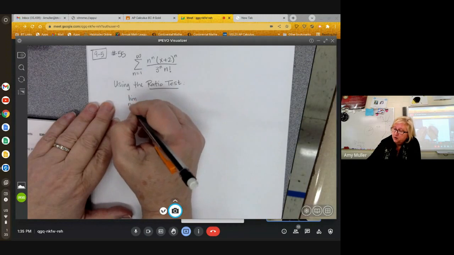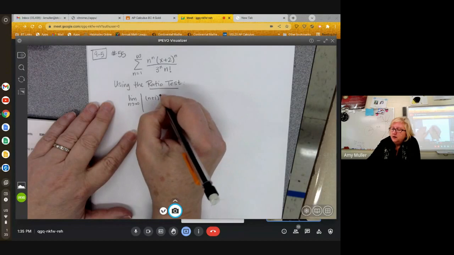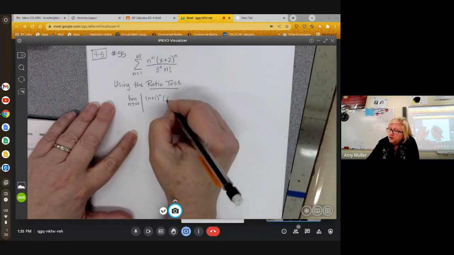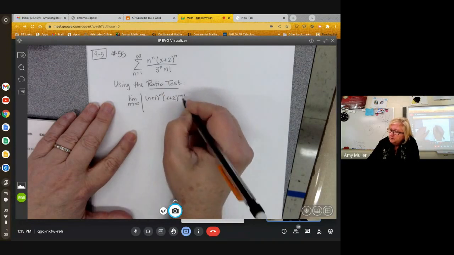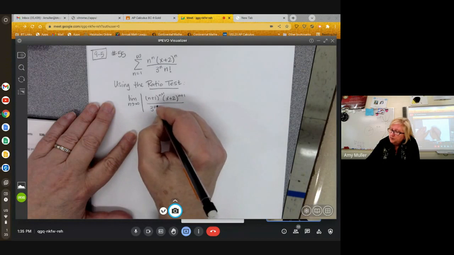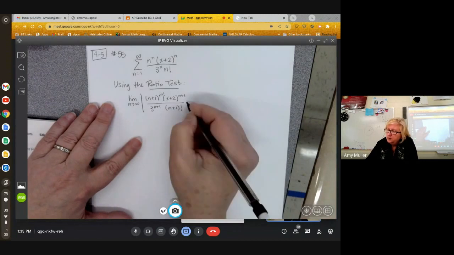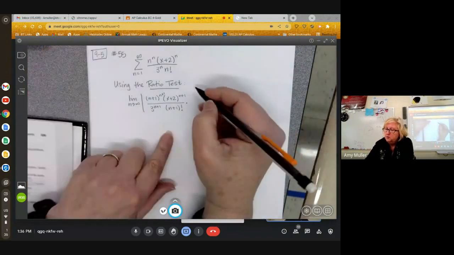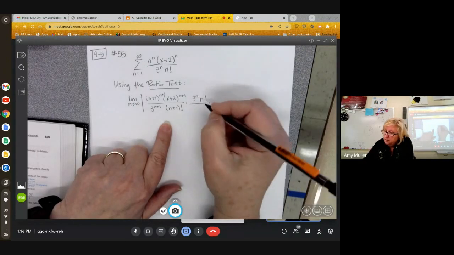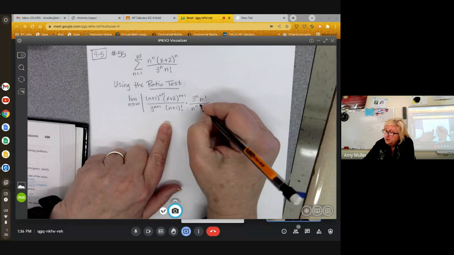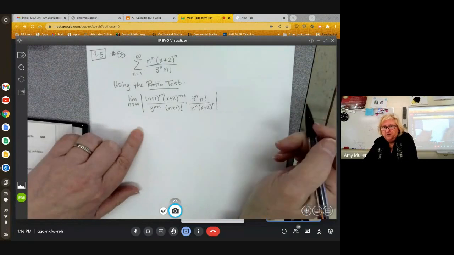The limit as n goes to infinity of the absolute value of n plus 1 to the n plus 1, times x plus 2 to the n plus 1, over 3 to the n plus 1 over n plus 1 factorial, times, now I'm going to flip this, 3 to the n times n factorial over n to the n, x plus 2 to the n. And mercifully, we're done with that big, huge absolute value thing, right?